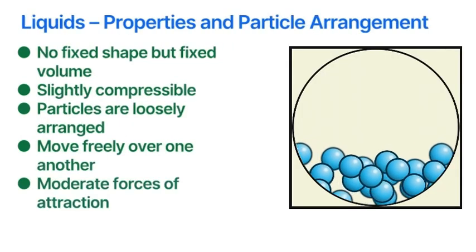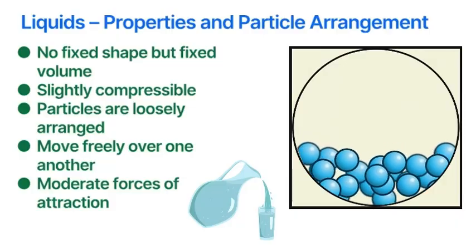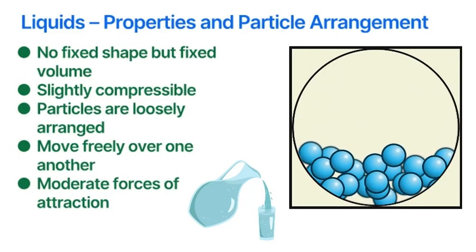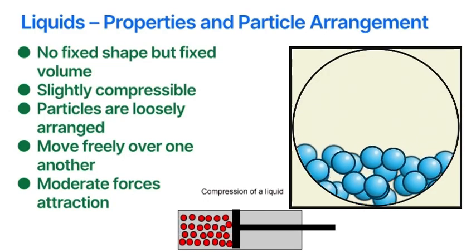Now let's explore the properties of liquids. Liquids have a definite volume but no fixed shape. This means they take the shape of whatever container they are poured into. Unlike solids, liquids are slightly compressible because there are small spaces between the particles.